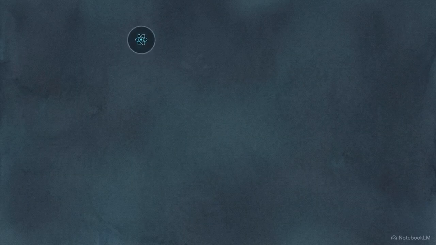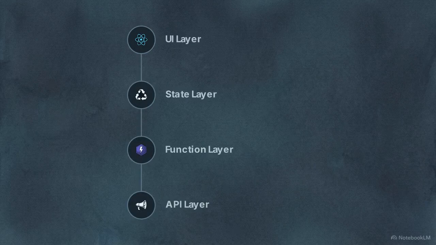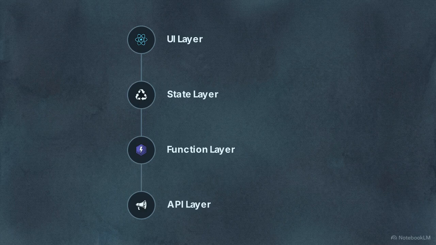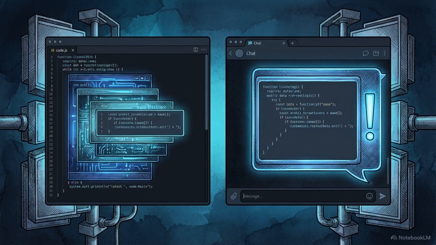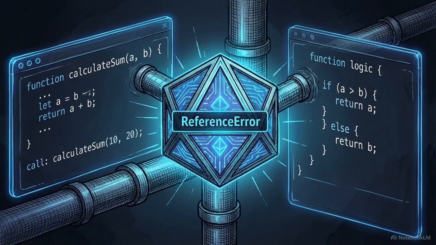This tree represents a multi-file application architecture: UI, state, function, and API layers. In deployment, these inevitably fail due to state mismatches. The most dangerous are silent failures. A function halts execution, but the console registers 0 errors to point you toward the issue. Pasting the broken file into an LLM and simply saying, "This doesn't work," fails, because the model lacks the cross-file context to see where the execution stopped.